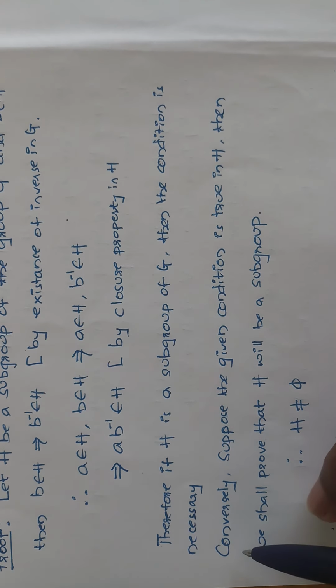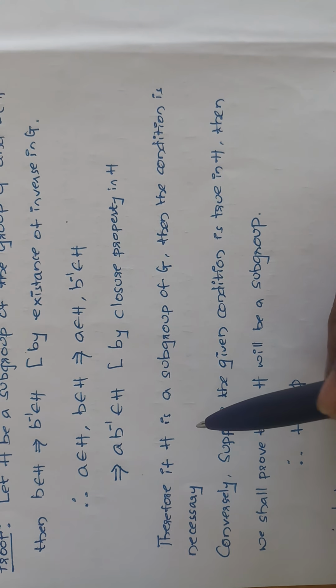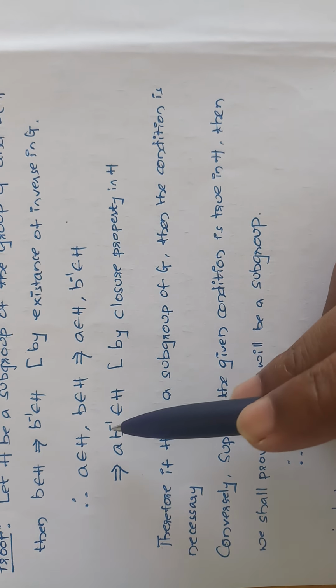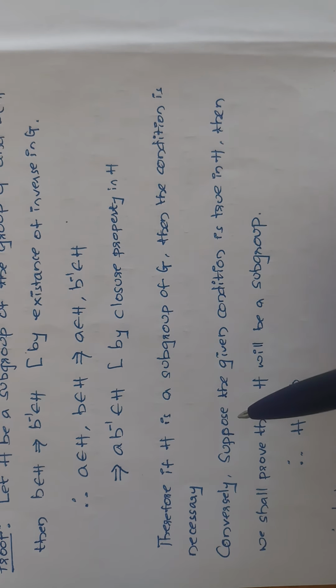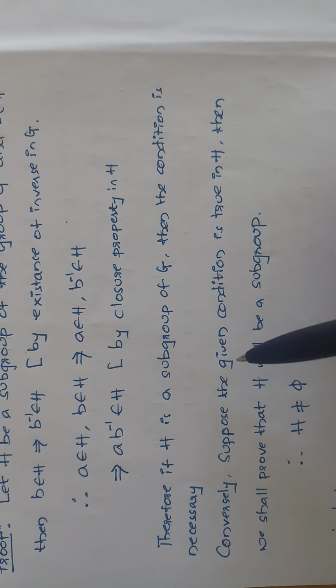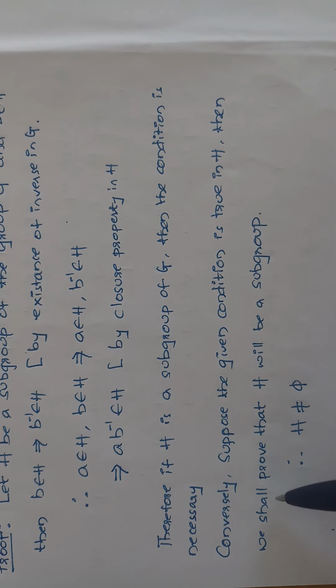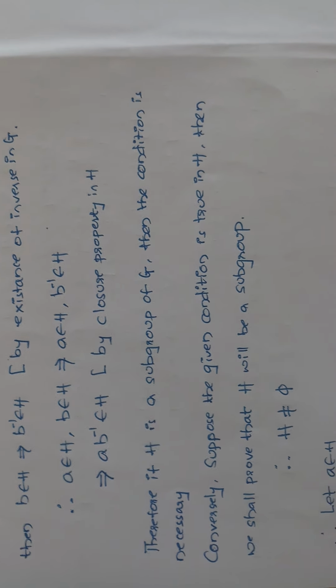So let us see the converse part of our result. In the first part, we have taken a subset H of a group G that is a subgroup of G. Using that we have proved a b inverse belongs to H. Now using a b inverse belongs to H, we prove H is a subgroup of G. Conversely, suppose the given condition is true in H, then we shall prove that H will be a subgroup of G. So here your H is what?